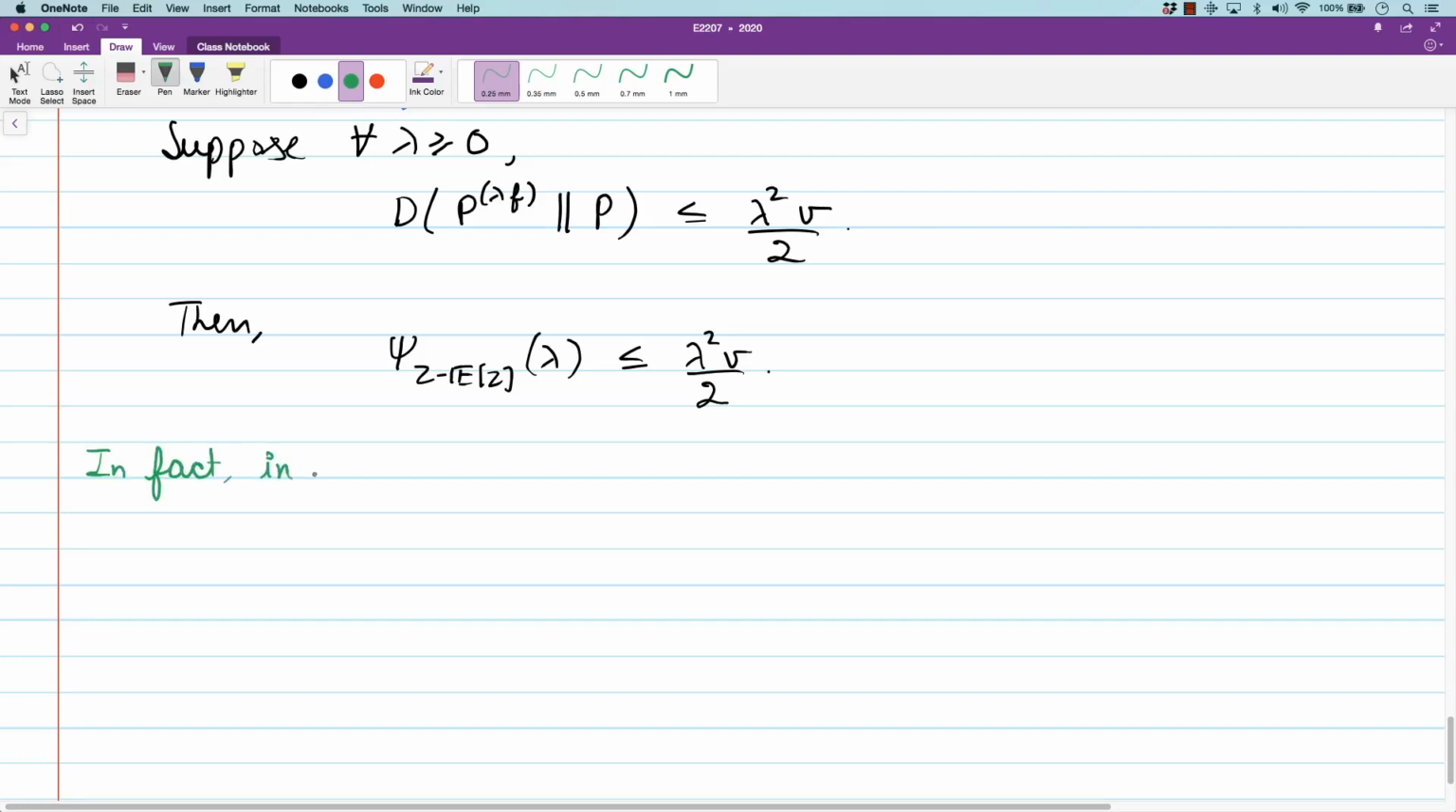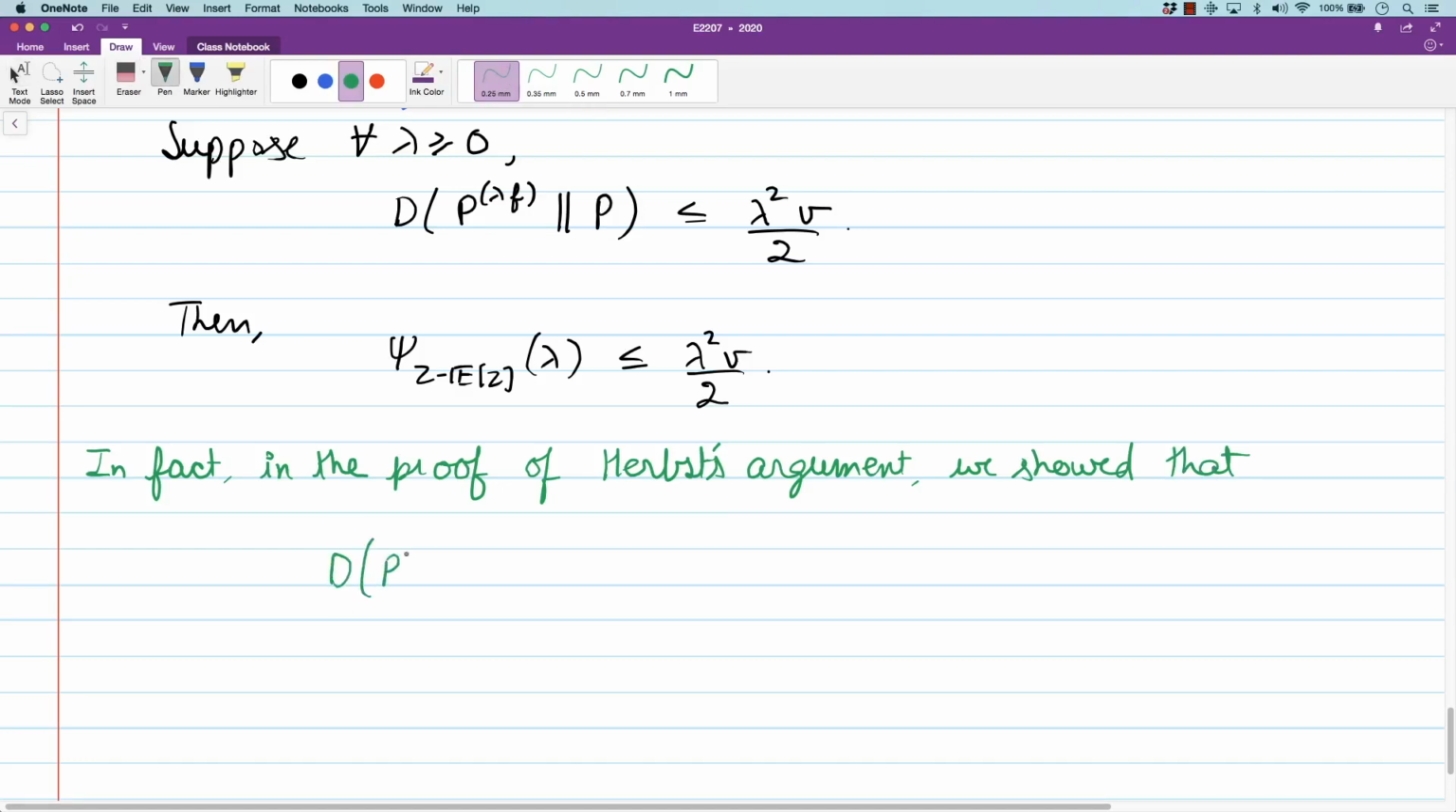In fact, the proof of Herbst argument, we showed that this ratio of entropy, that's the divergence, this divergence is exactly equal to d by d lambda, which implies we can integrate over this divergence here.